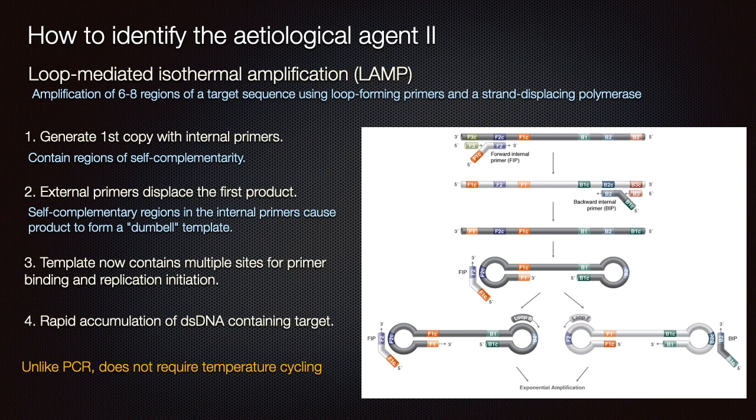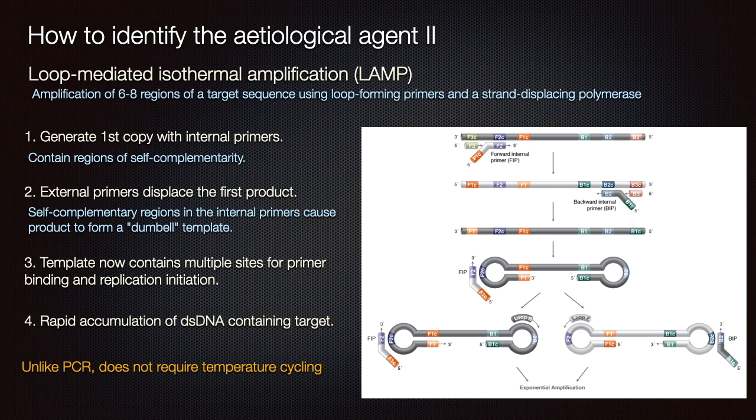Then we add two what are called external primers. Those primers sit outside of the internal primers. And we amplify with those external primers. When we amplify with the external primers, we are including the internal primer sequences in our amplified product. And those primer sequences have self-complementary regions. What happens is those primer regions base pair with each other, and we get a dumbbell template, what looks like a dumbbell. Two rings, one on either end of that product.